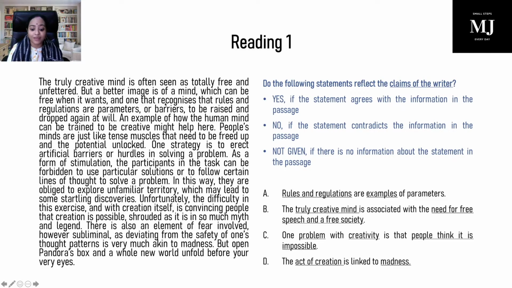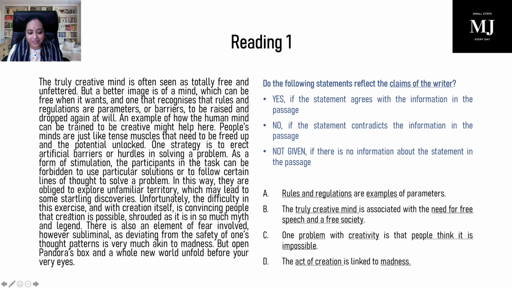So we know that we have to start reading after this parameter thing. So let's start. An example of how the human mind can be trained to be creative might help here. One strategy. Where is my problem? Oh, in solving a problem. But is the creativity there? No. Let's find the word creativity with problem. Difficulty in this exercise with the creation. All right, something like creativity. Oh, difficulty. Let's read this.